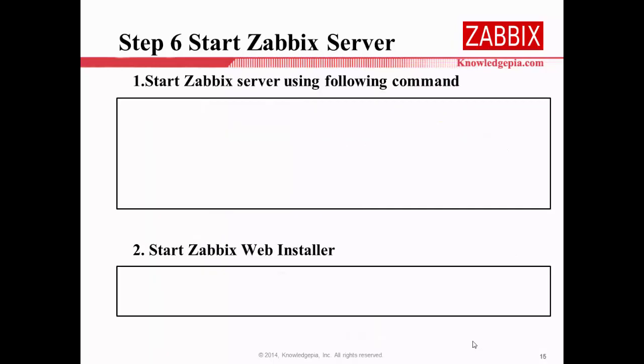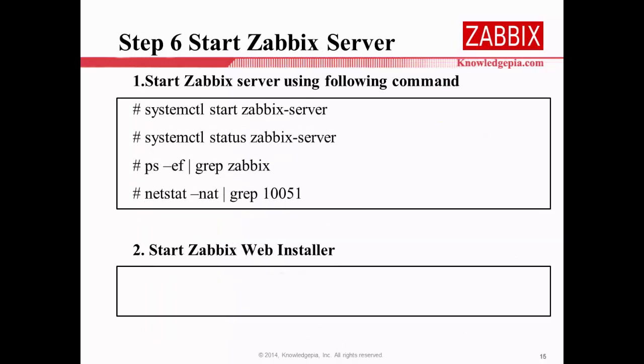Step 6, start Zabbix server. Now you need to start the Zabbix server using this command, systemctl start zabbix-server. And then you need to check the process and port number. Number 2, start the Zabbix web installer. Then you need to access the web interface using this URL, your host name/zabbix, or your IP address/zabbix. Then you will be successful to access Zabbix using the web interface.